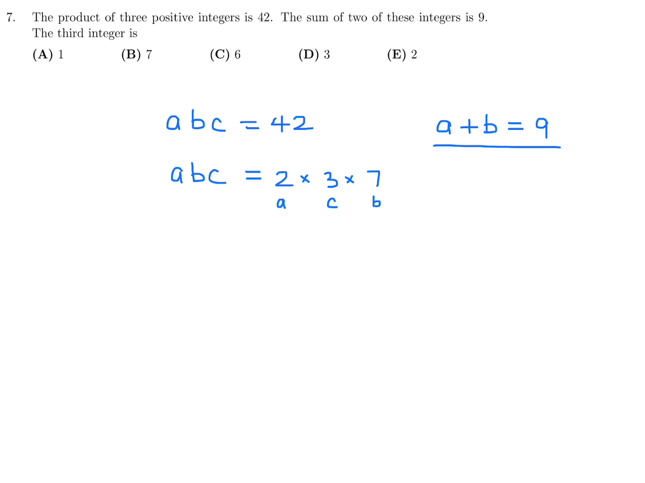And that pretty much is what they want. They just want you to figure out that third integer, which is C, and therefore it's equal to 3. So number 7, the answer is D.